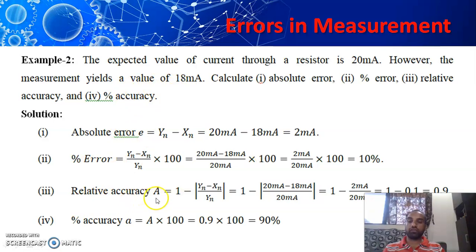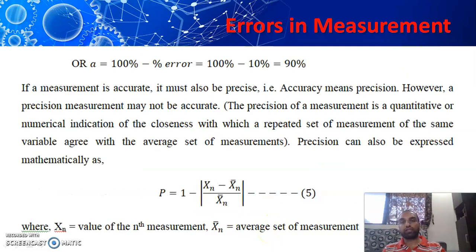Now relative accuracy, A is equal to 1 minus mod of this error. So 1 minus 20 milliampere minus 18 milliampere upon 20 milliampere. So the mod value is 2 milliampere divided by 20 milliampere, that becomes 0.1. So 1 minus 0.1 is 0.9. So percentage of accuracy is 0.9 into 100, it becomes 90%. Another way we can calculate this percentage of accuracy, 100% minus percentage of error, that is 100% minus 10%, it becomes 90%. Now we have to find what is the relation between accuracy and precision.